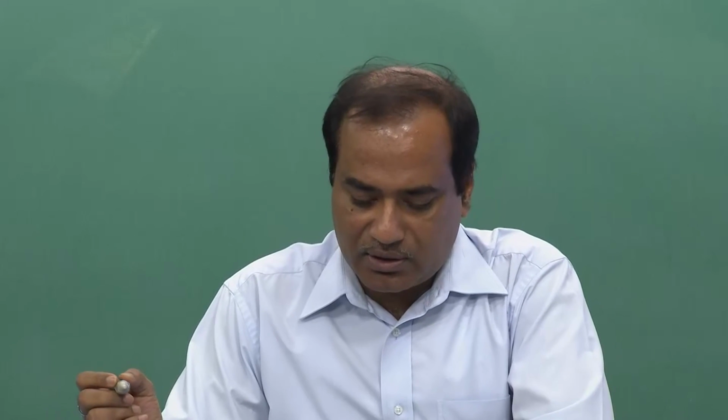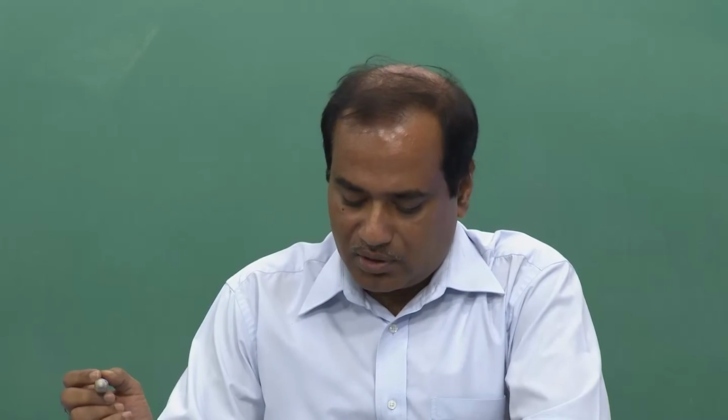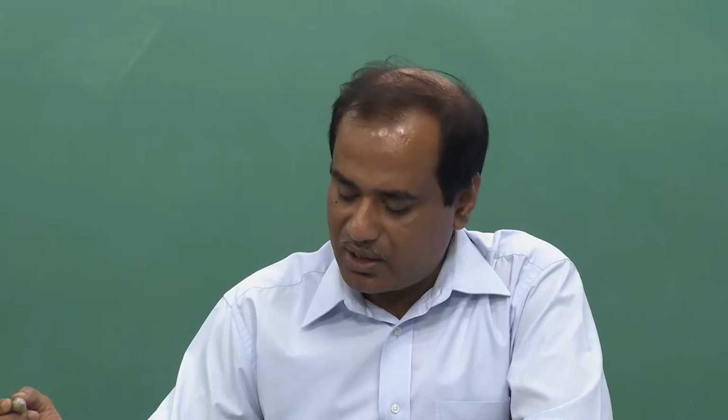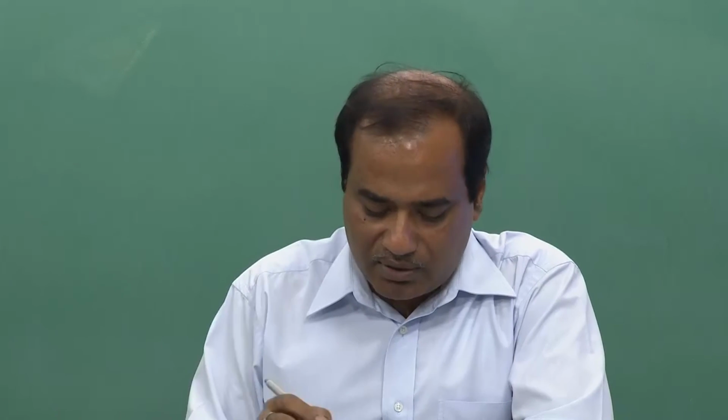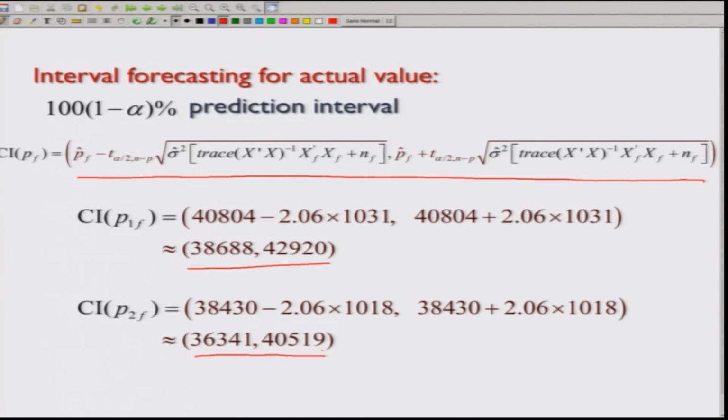So now we consider the prediction interval for these two cases. You may kindly recall that we had obtained the expressions for the prediction interval earlier like this, and now we have two values corresponding to P1f and P2f, and we substitute these values in this expression, and we obtain the prediction interval for PF like this for the first observation, and the prediction interval for the second set of observations like this.